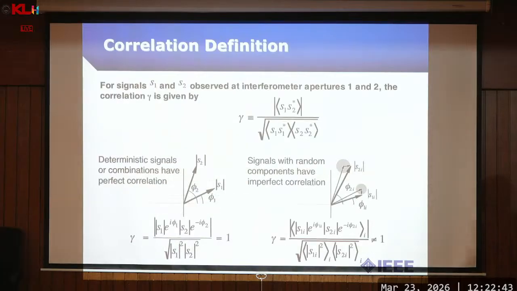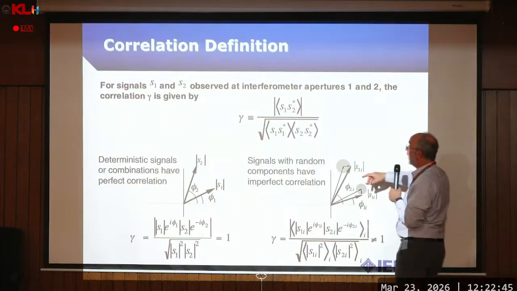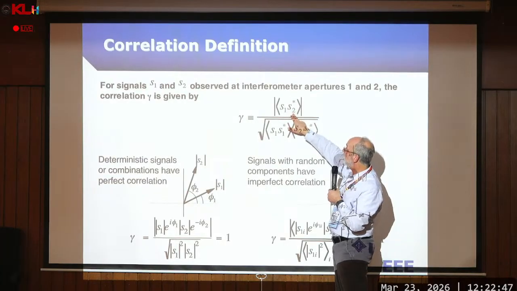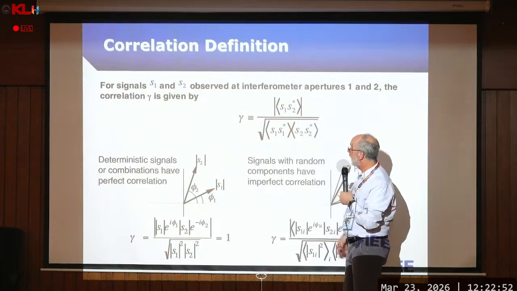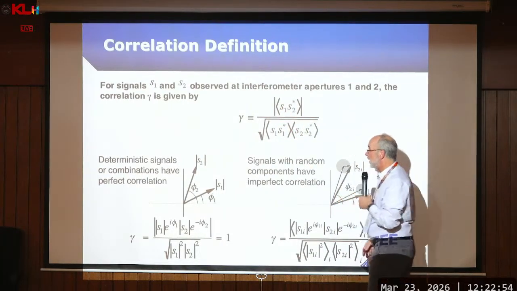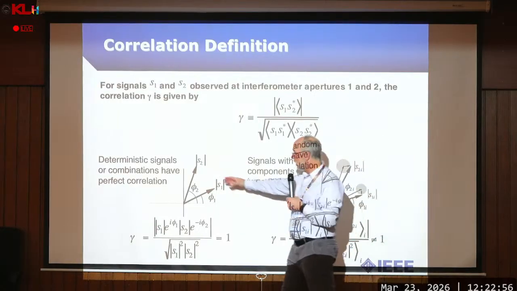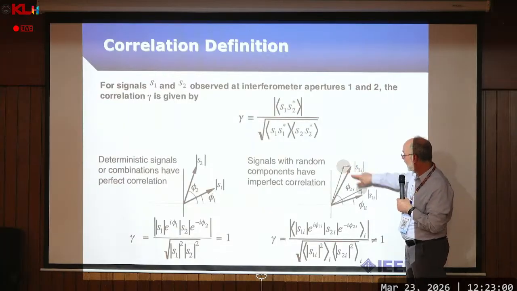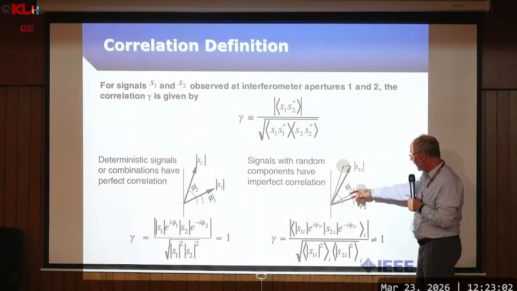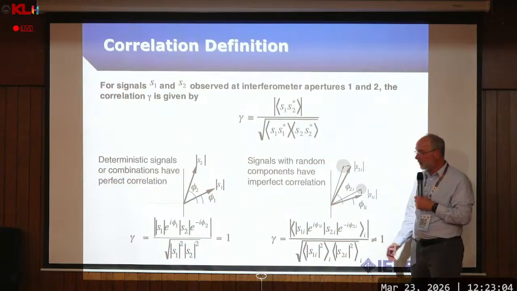Correlation definition is straightforward. You have one signal, multiply by its conjugate, and take the ensemble average of that, normalized by the powers. If the signals are deterministic, the correlation is 1. If the signals are non-deterministic, then in this averaging, you get less than 1 correlation.